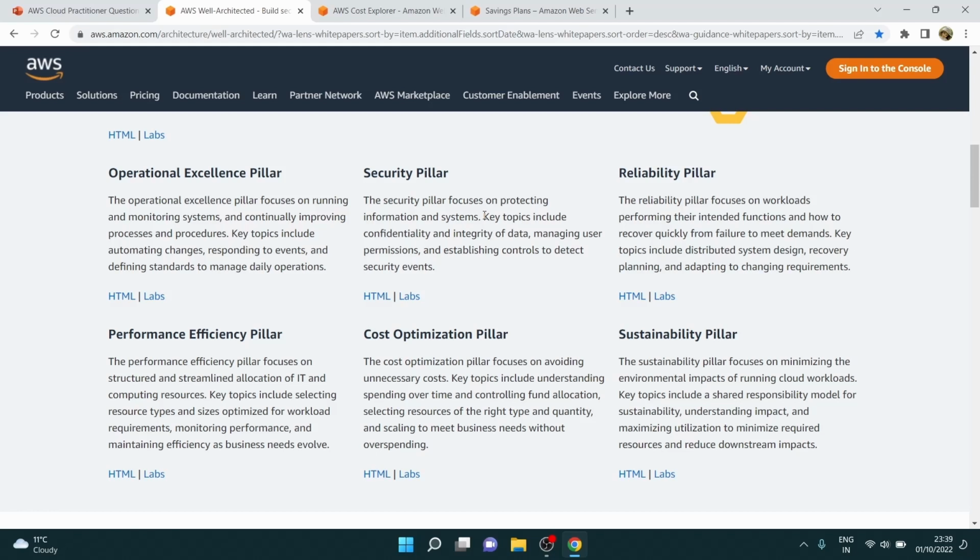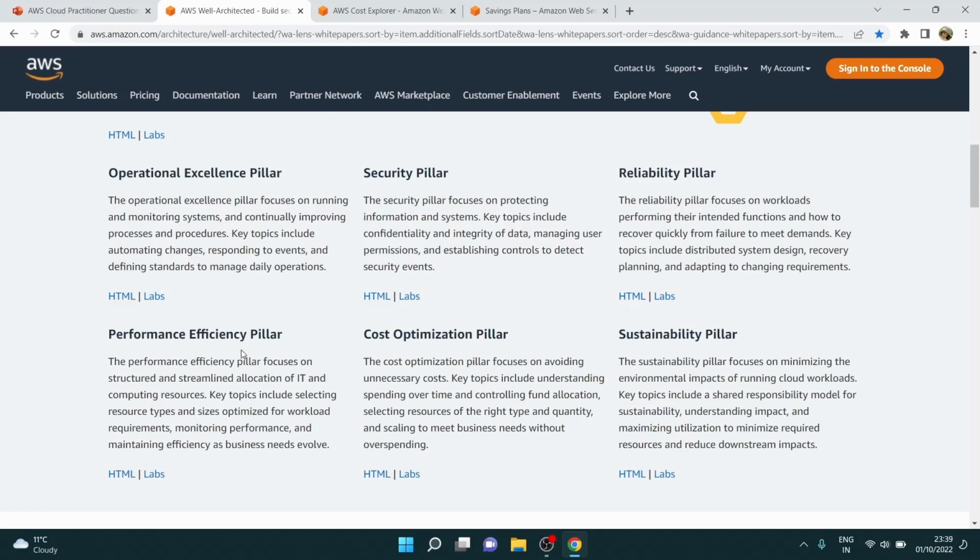Coming to security, security word itself tells you that it has to be confidential, it has to be permission oriented, it has to have controls, integrity of data. Now coming to reliability, reliability focuses on workloads performing their intended functions and how to recover quickly from failure. Can you see this, how to recover quickly from failure? So this is one of our pointers in our question. Okay.